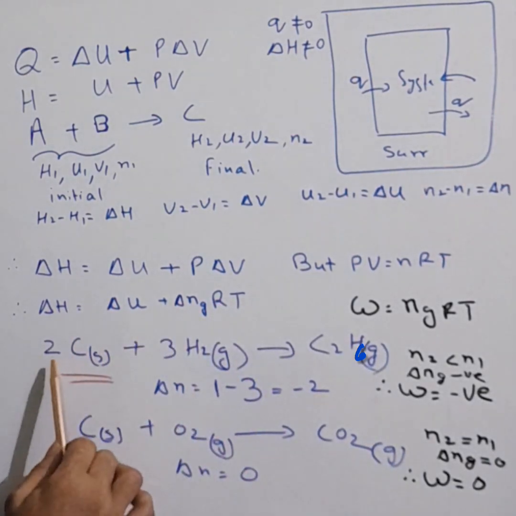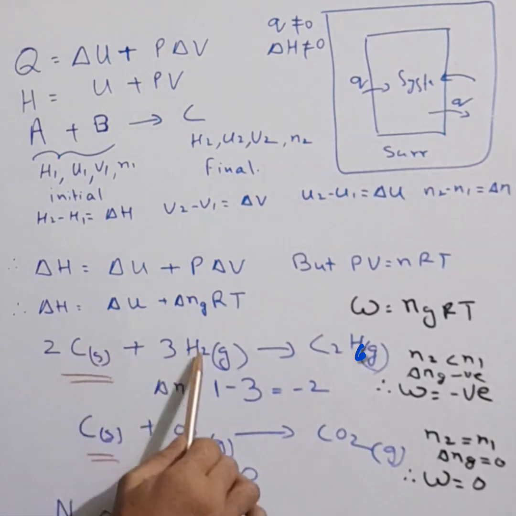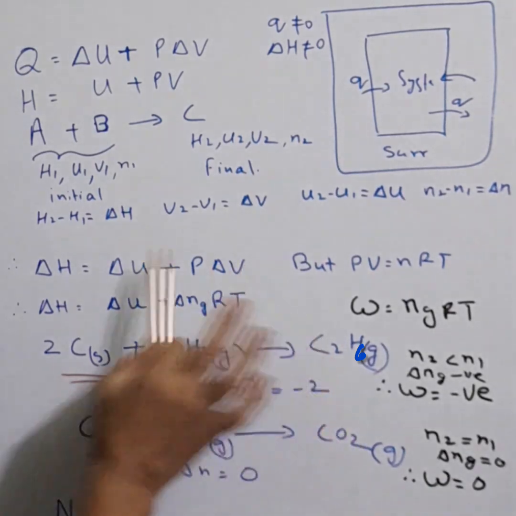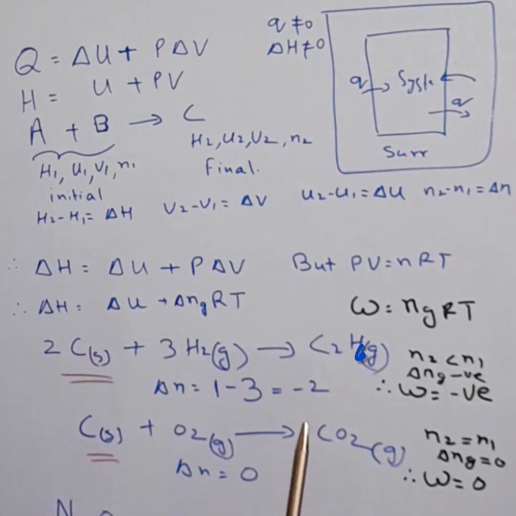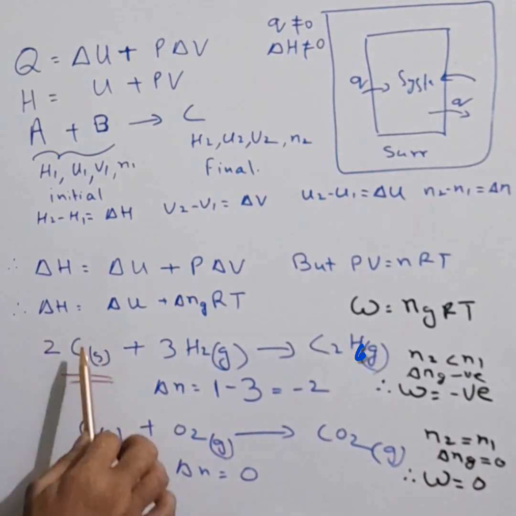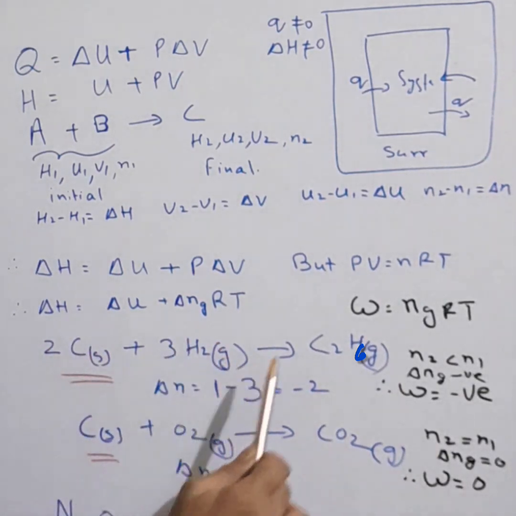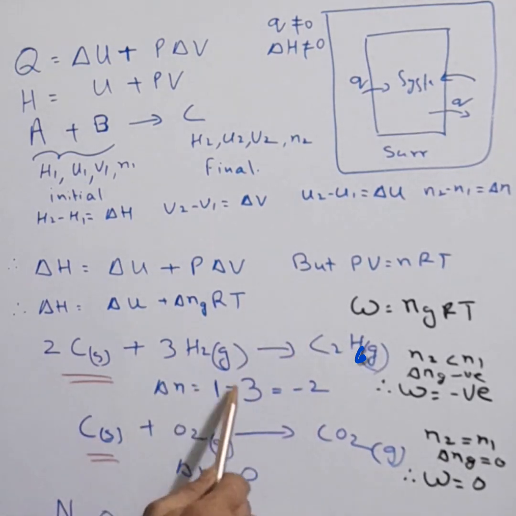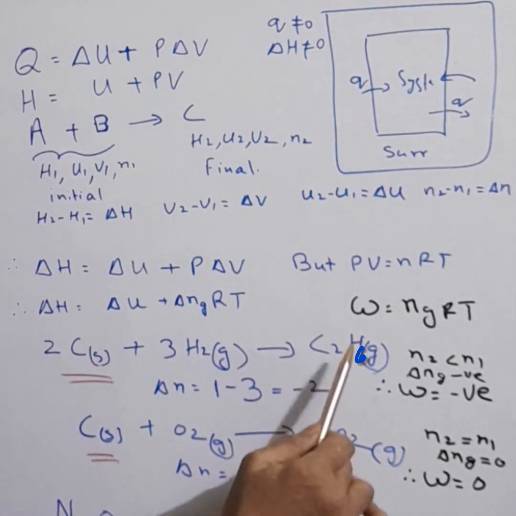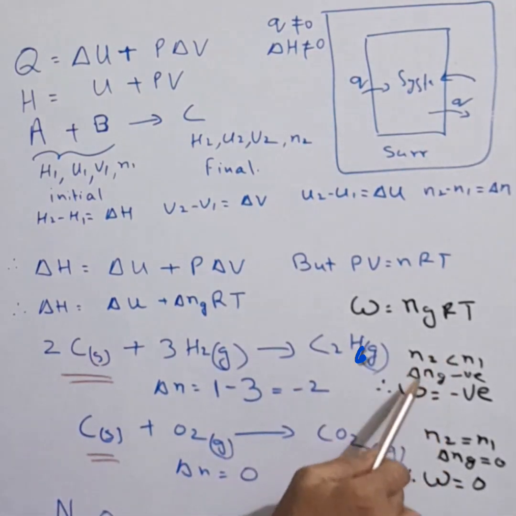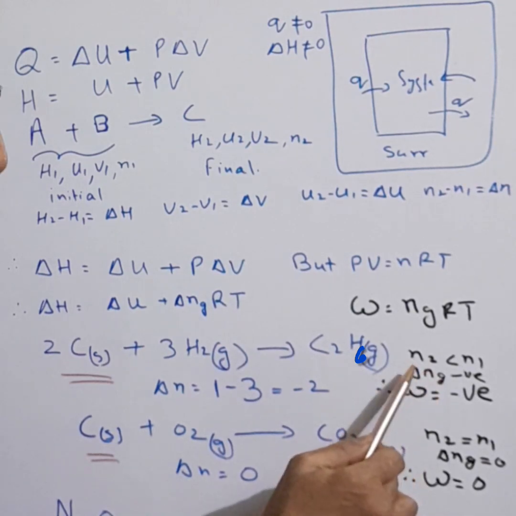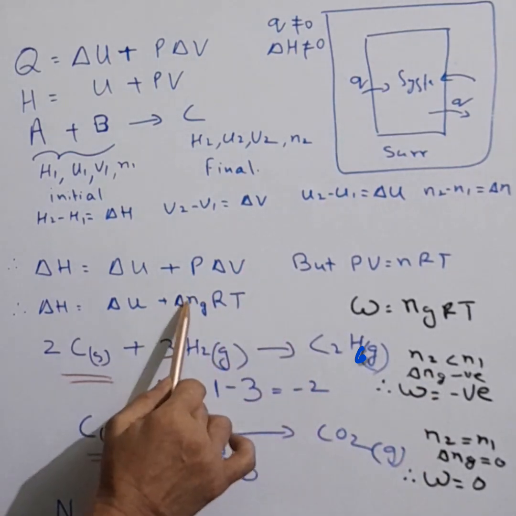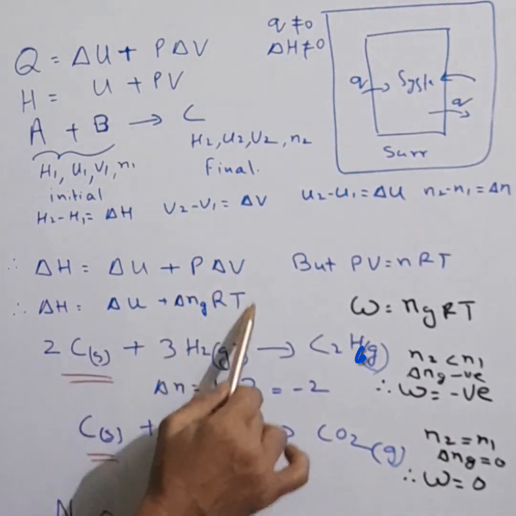Now let's take this example. Solid carbon reacting with hydrogen giving you ethane. Hydrogen and ethane are gases, so they are involved in our calculation, but carbon is solid, so since we are talking in terms of gaseous state, solid is not considered. So what is the difference in number of moles? In the product we have 1 and in the reactant we have 3. So 1 minus 3 gives minus 2. So N2 here is less than N1. So del Ng, the difference in number of moles of gases, is negative. So work would be negative. If we substitute in the formula for work, it would be negative.